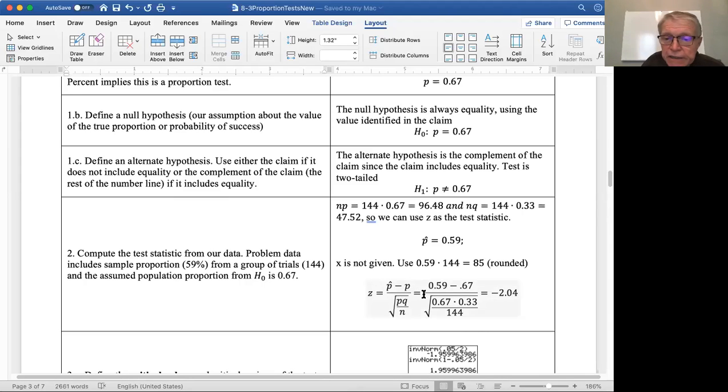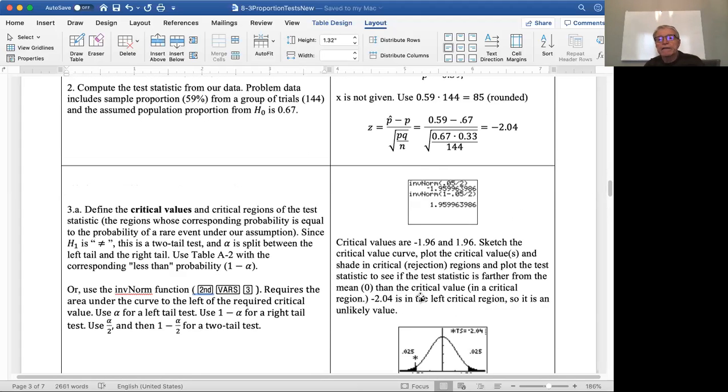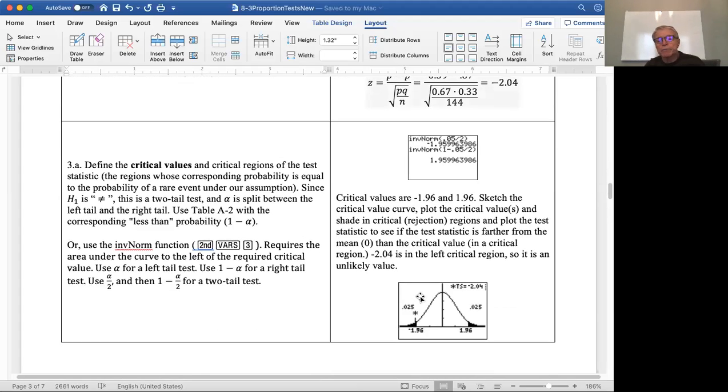So we calculate our test statistic, okay? Then we're going to look at the critical value approach. And the critical value approach, if you recall from the last video, is we're going to find critical values using inverse norm. And inverse norm requires that we put a less than probability into that function. So for each critical value, we need to know what the area to the left of that critical value is going to be. And that depends upon alpha. Alpha is 0.05.